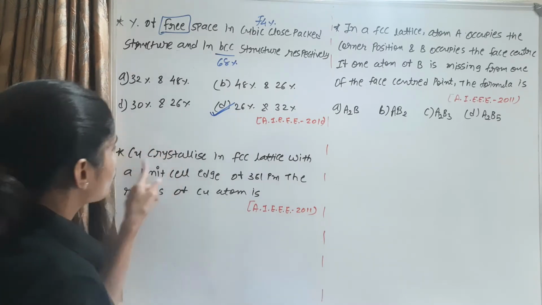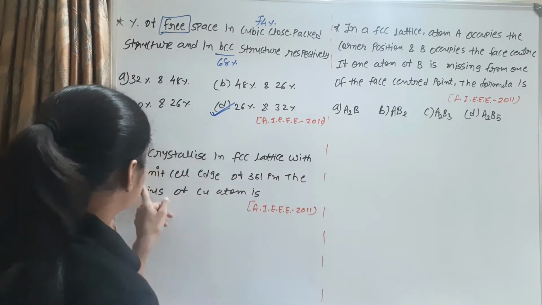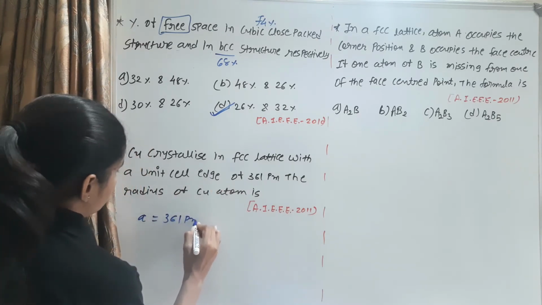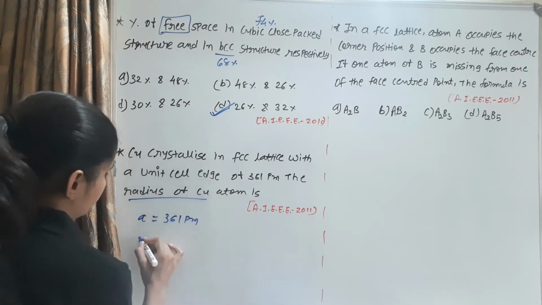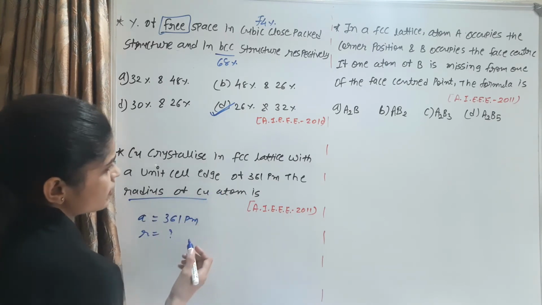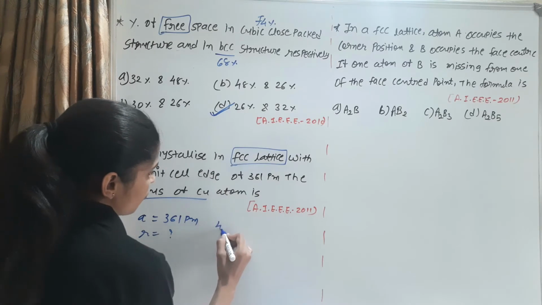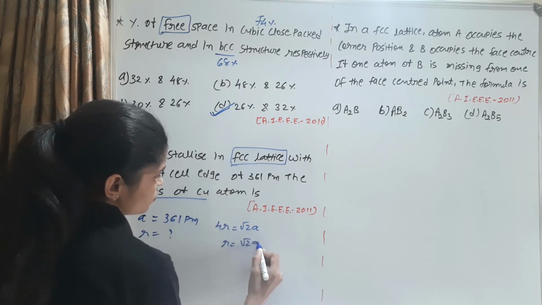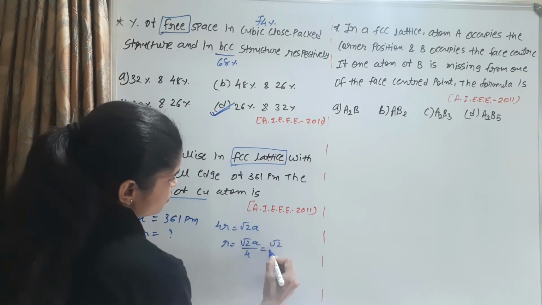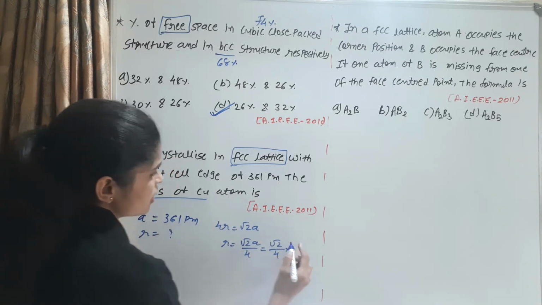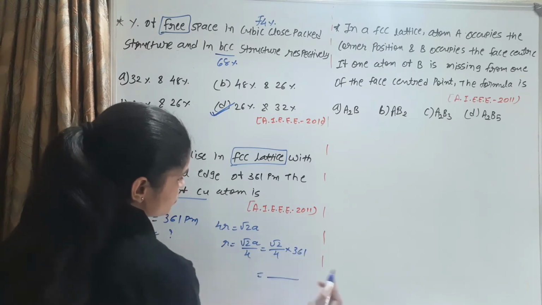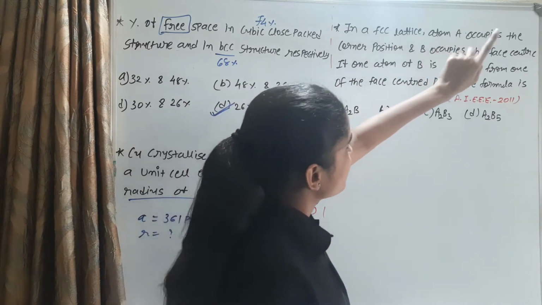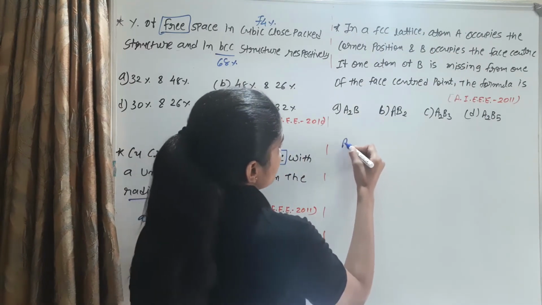Next, copper crystallizes in an FCC lattice with a unit cell edge A given as 361 picometer. Find out the radius of the copper atom. We know that for FCC, 4R is equal to root 2 A. So R is equal to root 2 A by 4, that is root 2 by 4 multiplied with 361. This gives the answer.